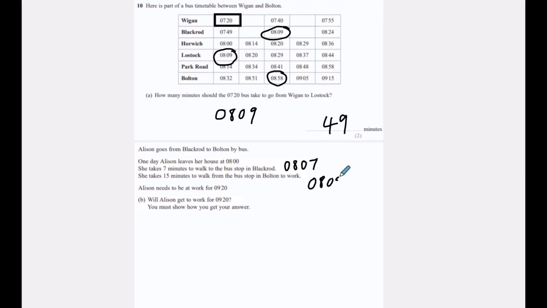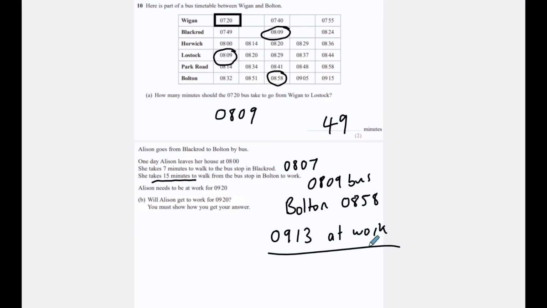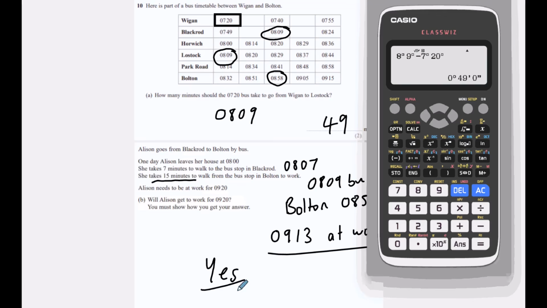The 8:09 bus gets to Bolton at 8:58. And then she takes 15 minutes to walk from the bus stop to her work. So 15 minutes on to 8:58. 2 minutes till 9 o'clock. And then 13 more. So 9:13 at work. So will she get there for 9:20? Yes, she will.